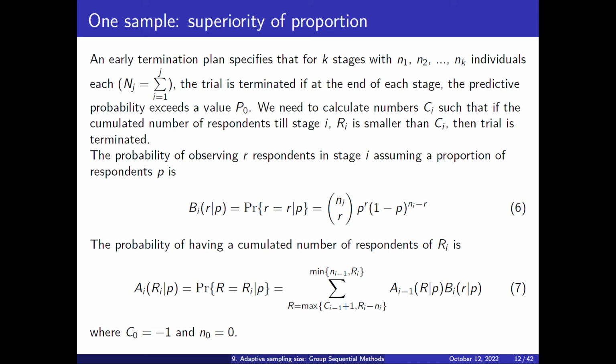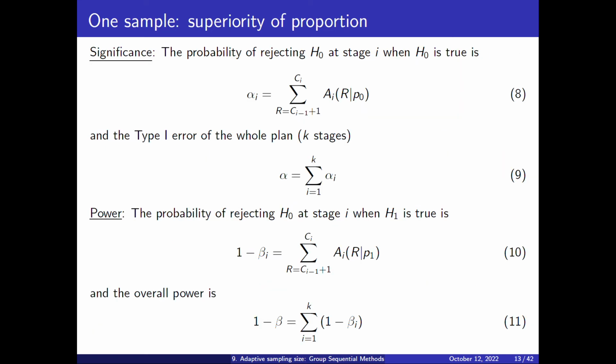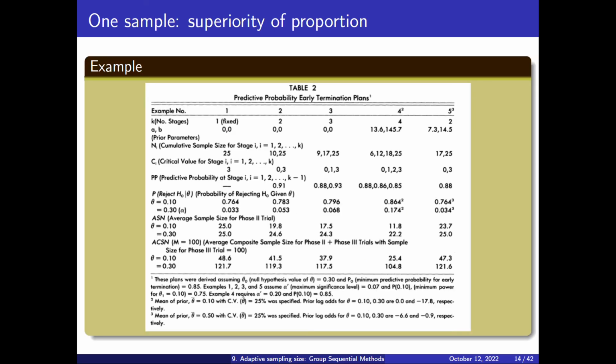So the design, you can see it is much more complicated, and we can compute the significance, we can compute the power, and you see that there are different significances, one at each one of the different stages. So each stage has its own significance, and we have the total significance, that is the sum of all of them, and the same for the power.